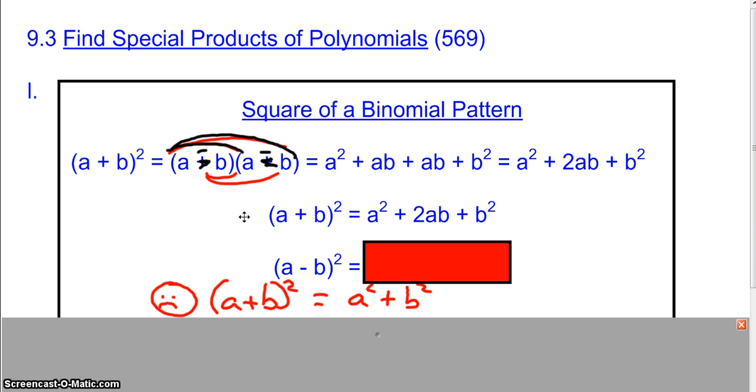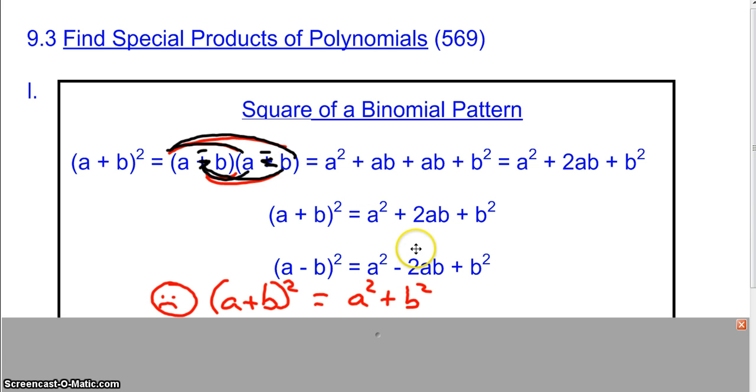Negative ab. And negative b times a is negative ab again, right? And so we have two negative ABs, right? Negative 2AB. And then negative b times negative b is positive b squared. So notice the first and last terms are both just squared, positive: a squared and b squared. But in the center, because there was subtraction in this binomial, we have negative 2AB.